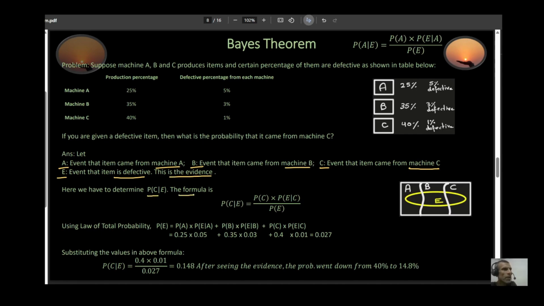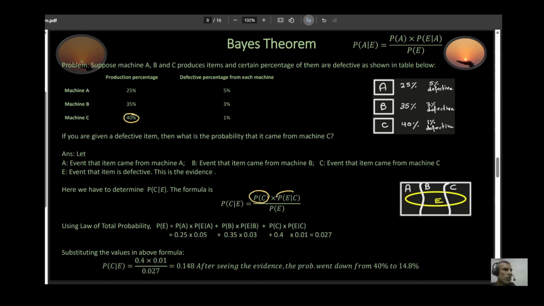Well, the formula that I'll use is Bayes' theorem right here. This is nothing but this right here. I'm just substituting my A for C. That's all I'm doing. Now in order to solve this, I need to know the probability of C. Well, that's given to me, that's right here, 40%. The probability that the item came from C is 40%.